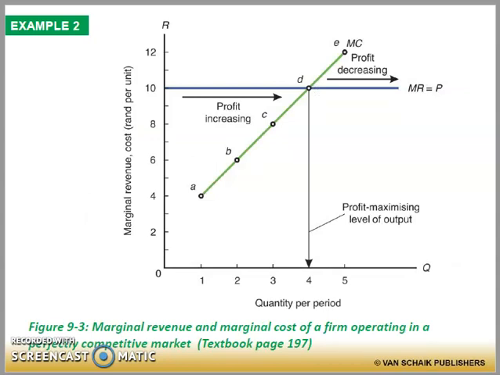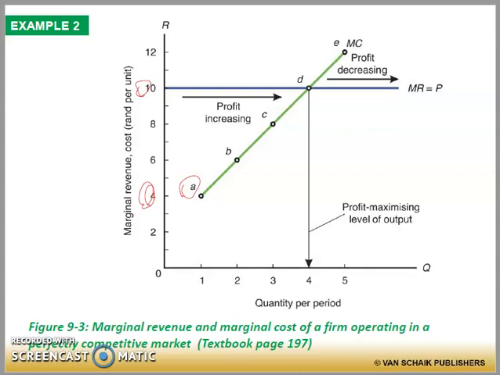So the marginal cost of the first unit produced is 4 rand there, indicated by point A. So this is lower than the marginal revenue of 10 rand. That is the price of the product. So the production of the first unit therefore adds 6 rand, which is basically 10 minus the 4 rand. It adds 6 rand to the profit of the firm.